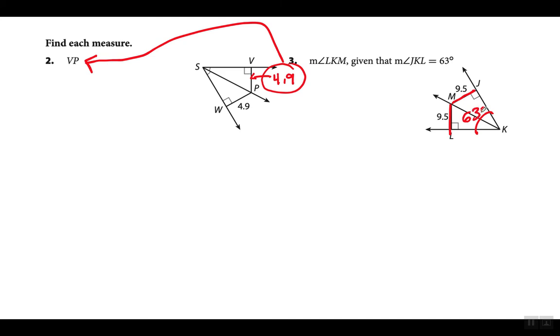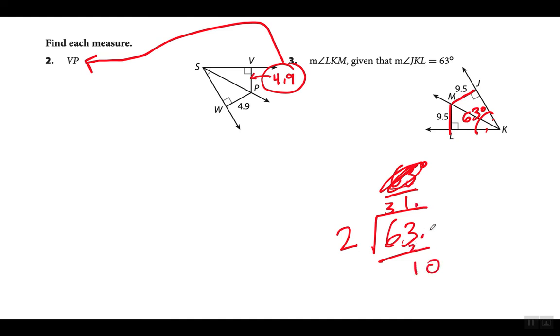So if the whole thing is 63 and you want to find one of these, you got to divide 63 by 2. 63 divided by 2, which will give you 31.5. All right, so the answer would be 31.5 degrees.